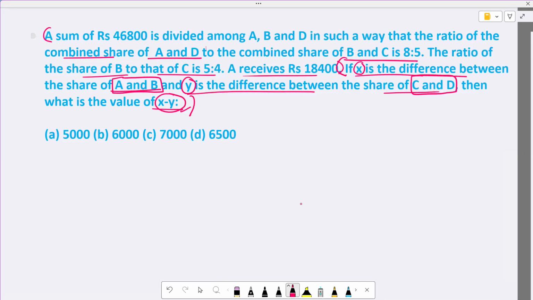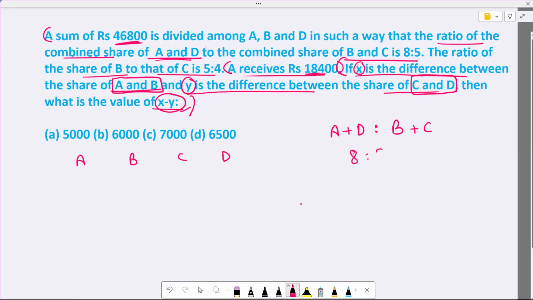Now, a sum of rupees 46,800 is divided among all. So there are several pieces of information that are given to us. For example, what is the total sum? It is this. How much did A get? It is this. And several other ratios are also given to us. So if we write here A, B, C, and D. Now, the ratio of the combined share of A and D, which means A plus D's share, to the combined share of B plus C is 8:5.